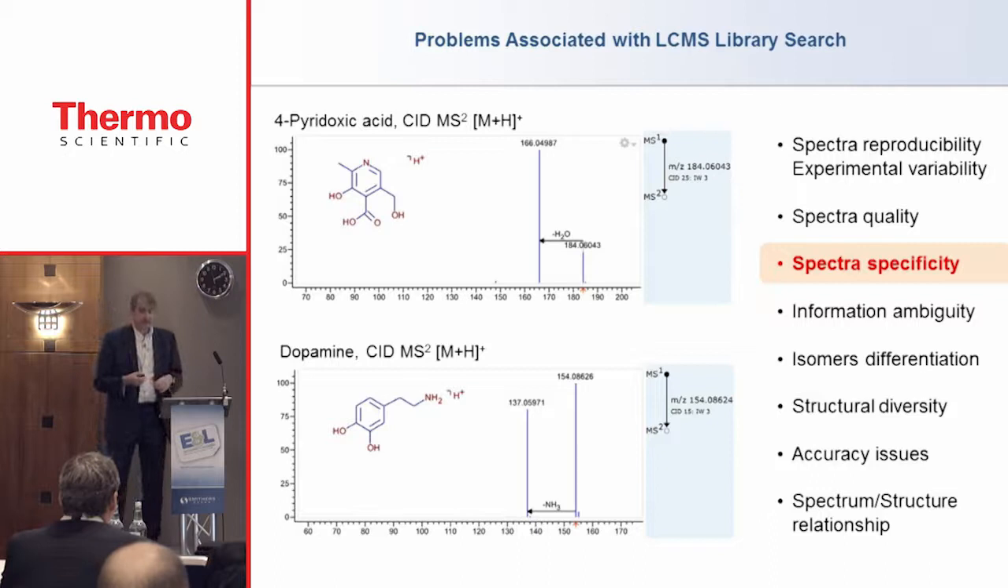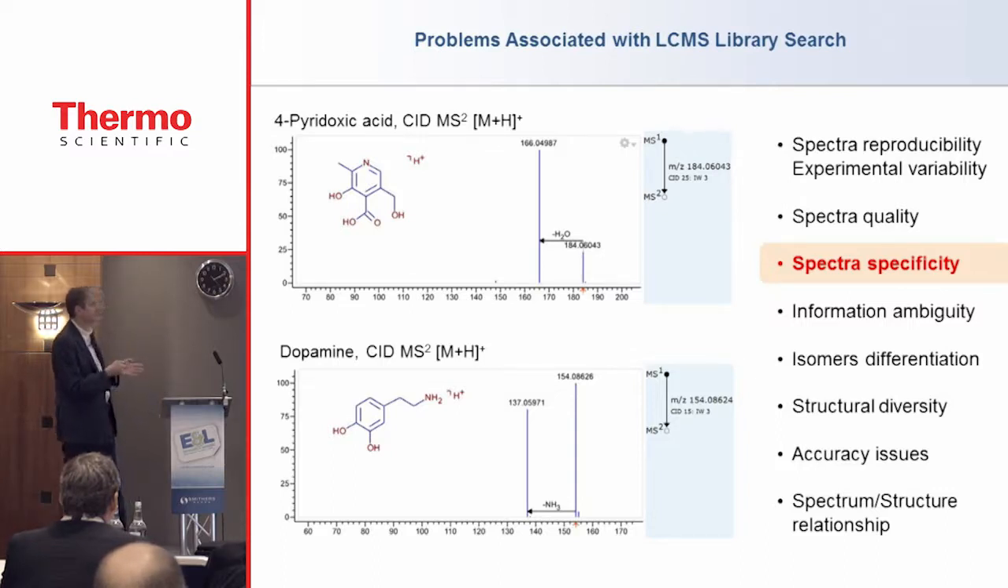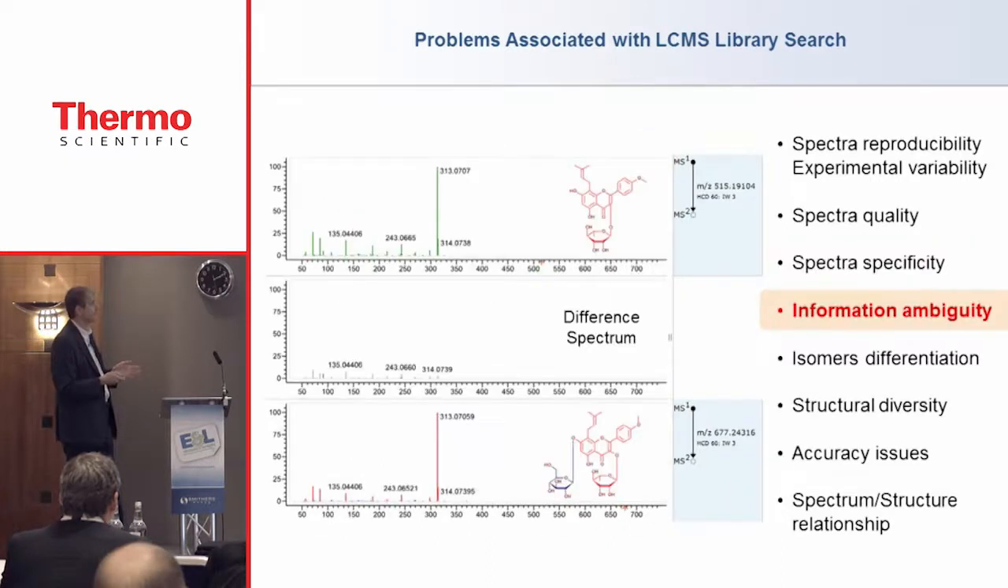Then there is spectra specificity. Some compounds exhibit very rich, nice fragmentation patterns, so very good fingerprints. Some do not, and often they produce very trivial neutral losses like water loss. So we can have hundreds, if not thousands, of compounds that will produce a water loss. So the spectra will be very similar. Not only the water loss, it's also the ammonium ion.